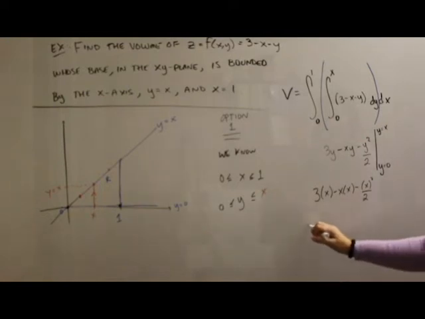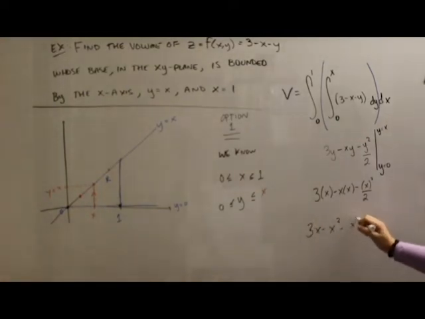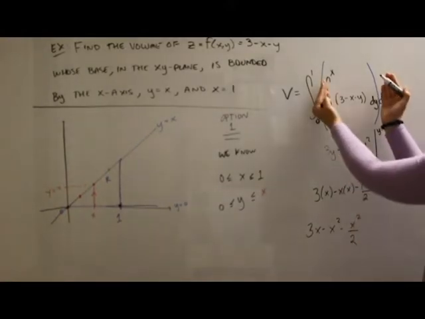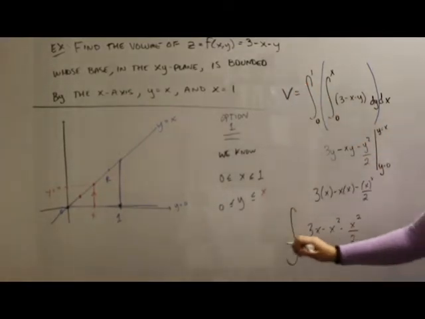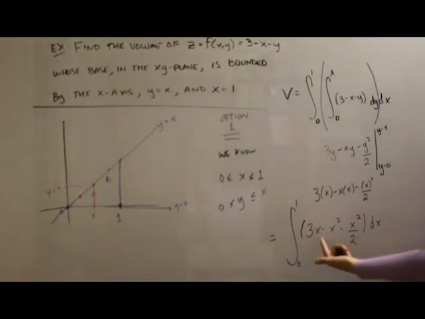Let's make this look a tiny bit nicer: 3x minus x squared minus x squared over 2. Now that was the inside integral. We're going to put the outside integral back on, so this equals this, from 0 to 1 for x. And now we integrate with respect to x. Everywhere there's an x, that is your variable now. So integrate with respect to x.